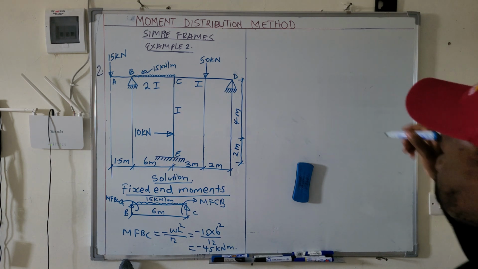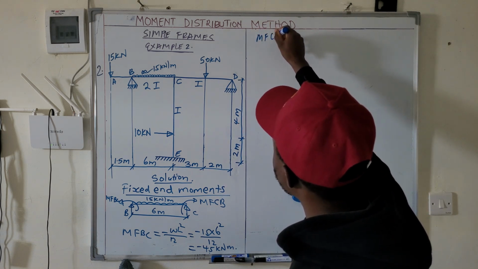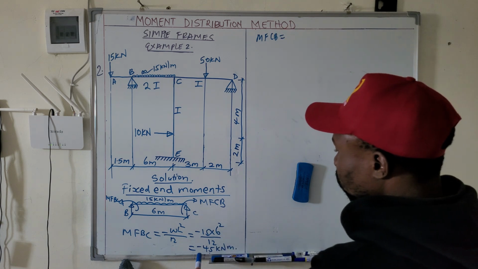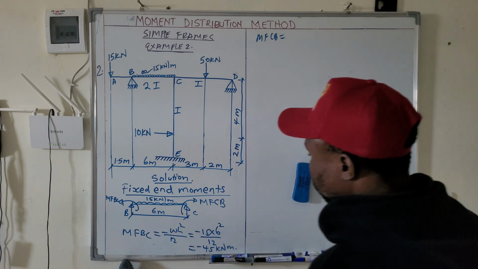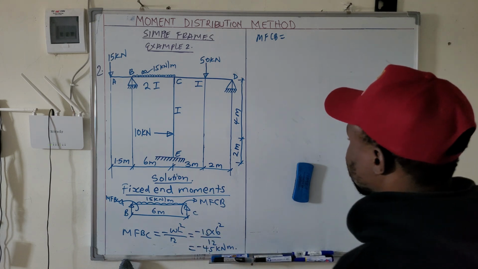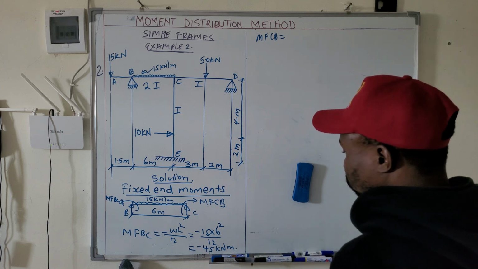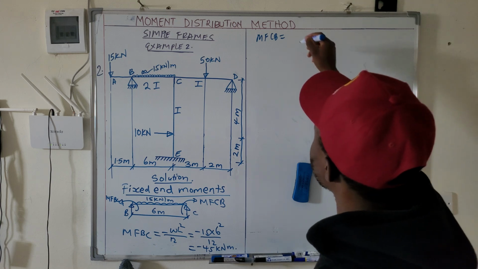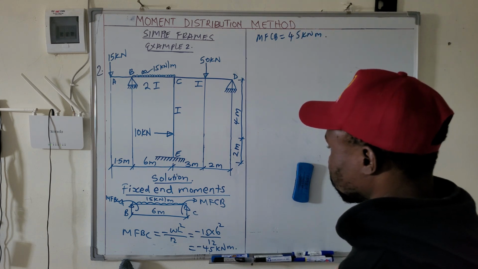We proceed to MFCB. As you can see, for MFCB, the formula will just remain the same, but the sign will change to positive. So there is no need of repeating ourselves. We just change this answer from negative 45 kilonewton meter to positive 45 kilonewton meter.